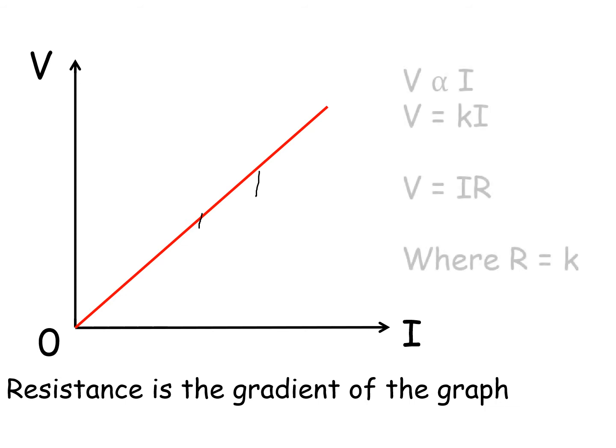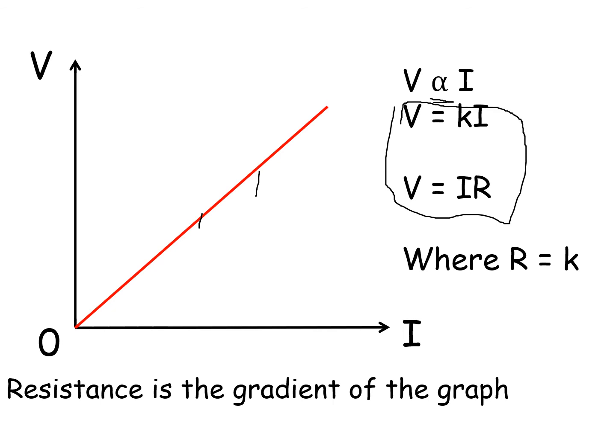The other thing to remember is that because it's a straight line through the origin, we say that V is proportional to I, and that's what this wee alpha symbol means in maths. It means it's proportional, and what that means is if you double one quantity, the other will double by the same amount. So if we doubled the voltage, the current would double by the same amount. Don't worry too much about how we derive the equation from that proportionality relationship. The key thing here is that you're able to tell me the relationship is proportional.